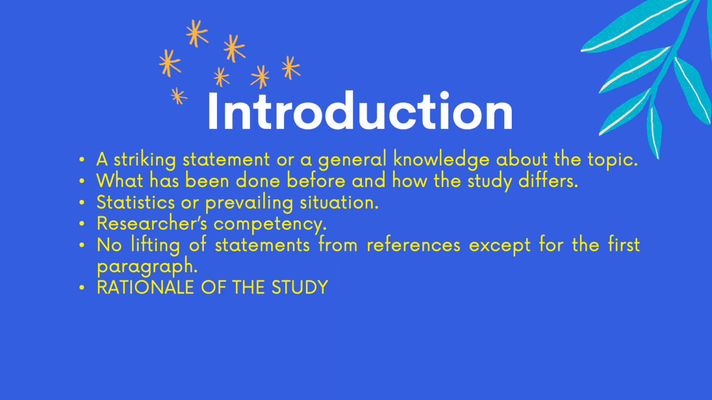The first section of Chapter 1 is the introduction. This section must contain a striking statement or a general knowledge about the topic. It should also present what has been done before and how the study differs from other published articles. It has to contain statistics of prevailing situations. In the introduction, the researchers' competency can also be displayed shortly, and there should be no lifting of statements from references except for the first paragraph. It has to be paraphrased and well cited. Generally, the introduction should contain the rationale of the study.